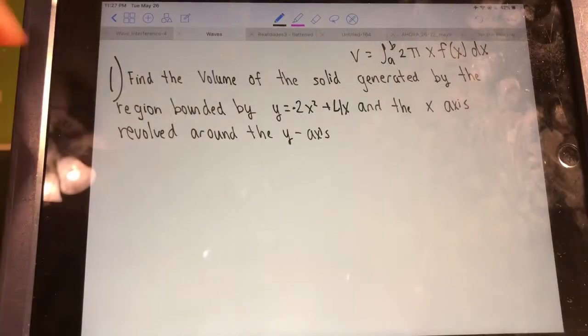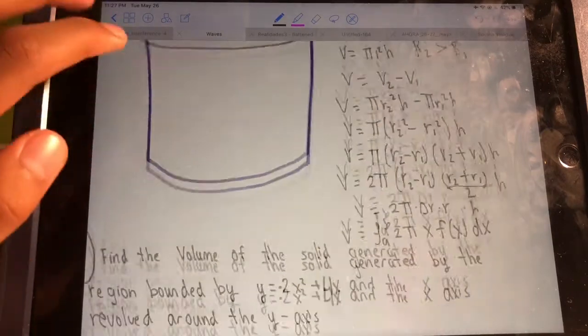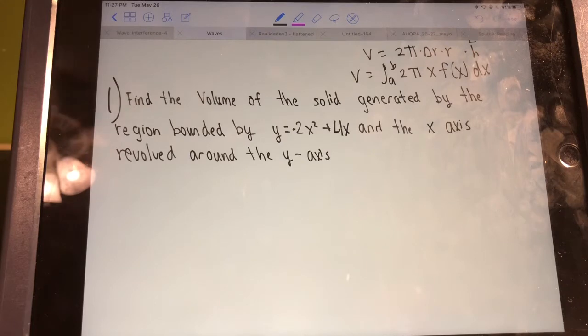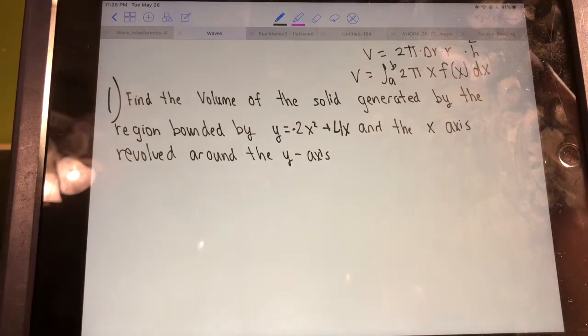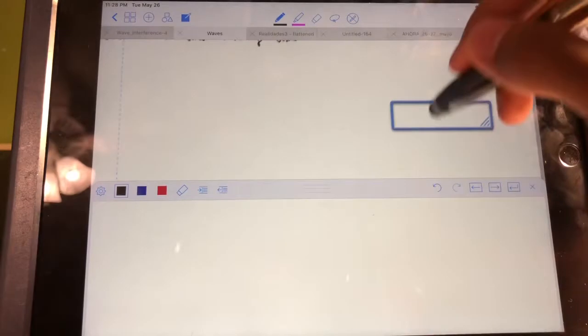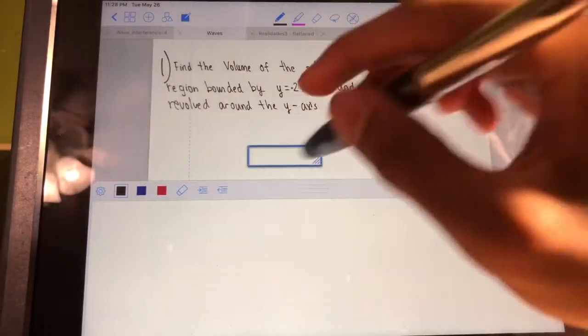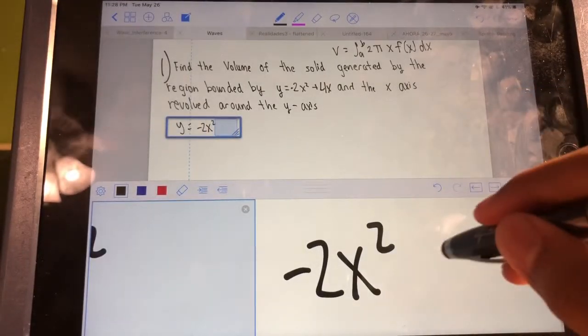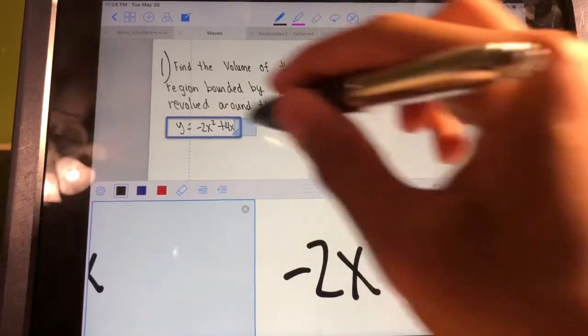Alright, so over here I've created an example where you would need to use cylindrical shells to solve it. So first, the problem states, find the volume of the solid generated by the region bounded by the function y equals negative 2x squared plus 4x and the x-axis, which is then revolved around the y-axis. Alright, so first we should begin by sketching the function. y equals negative 2x squared plus 4x.